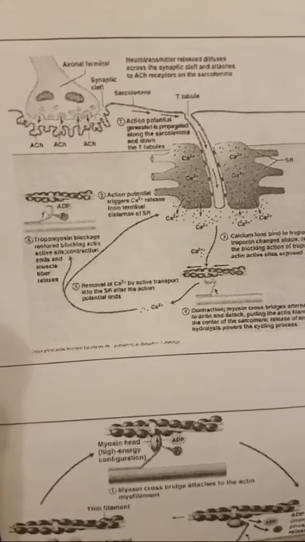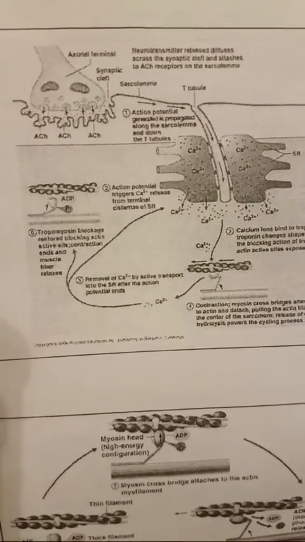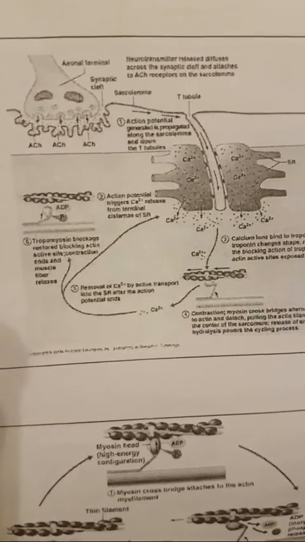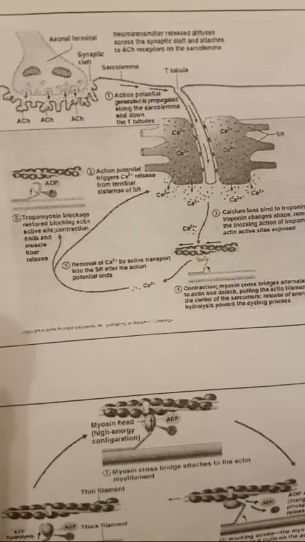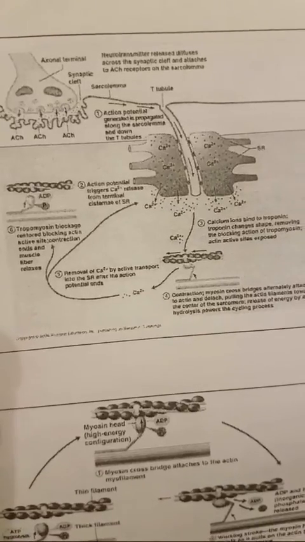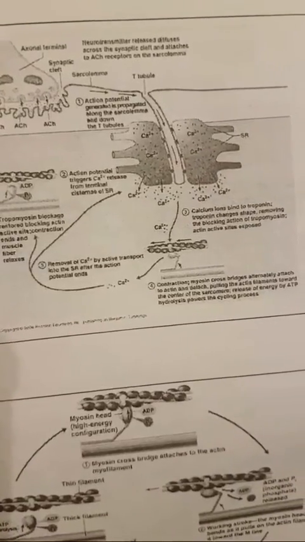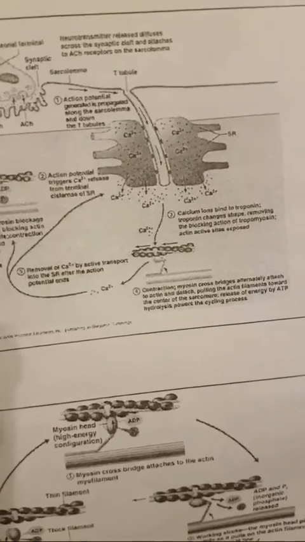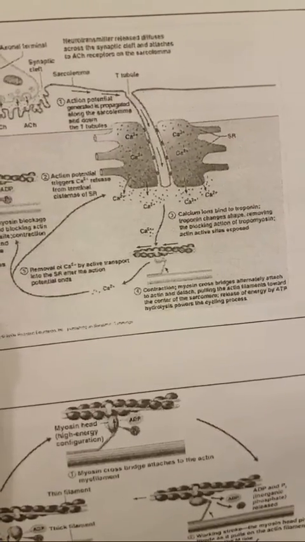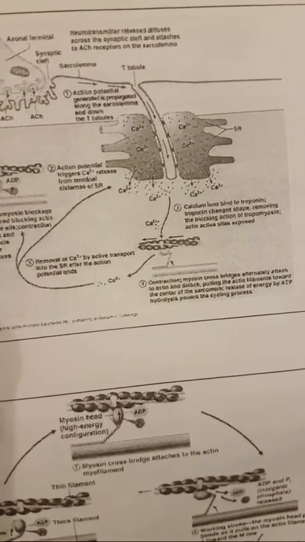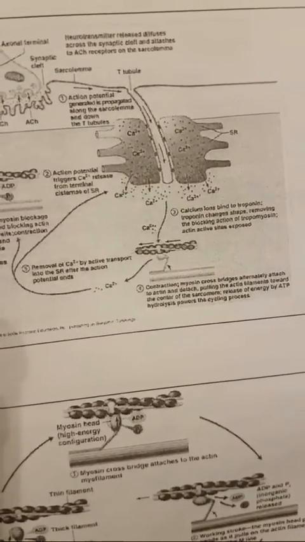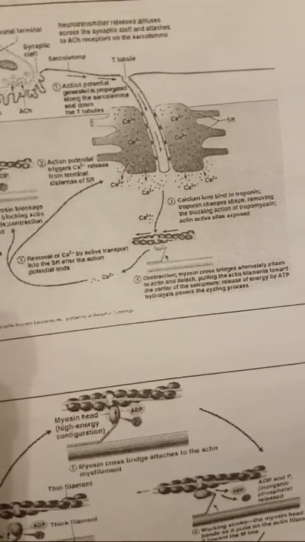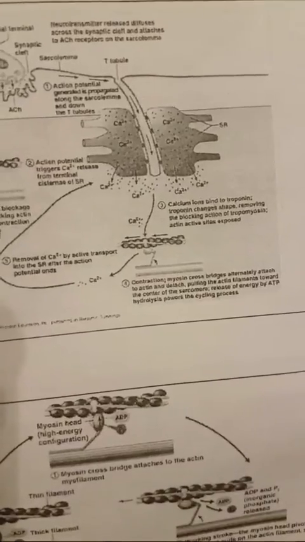2. Action potential triggers calcium release from terminal cisternae of the SR. 3. Calcium ions bind to troponin. Troponin changes shape, removing the blocking action of tropomyosin. Actin active sites are exposed. And then 4, we have the contraction.